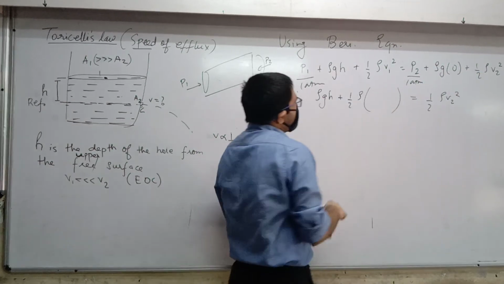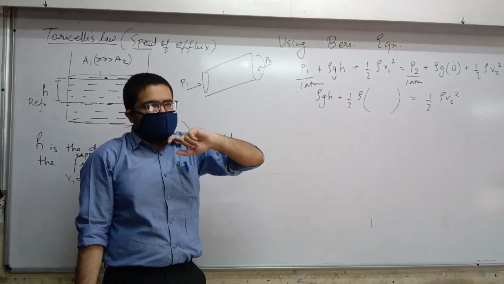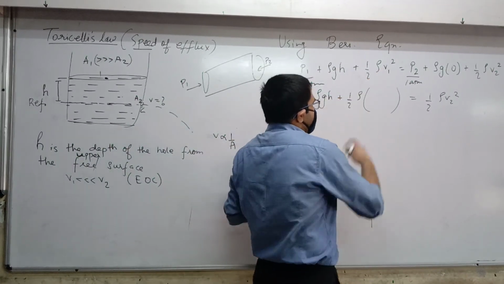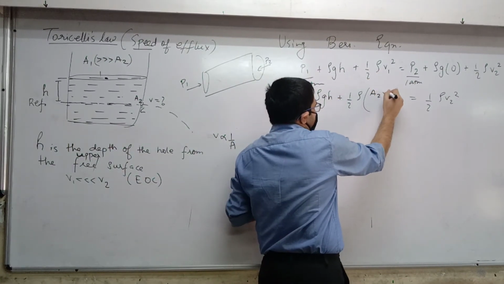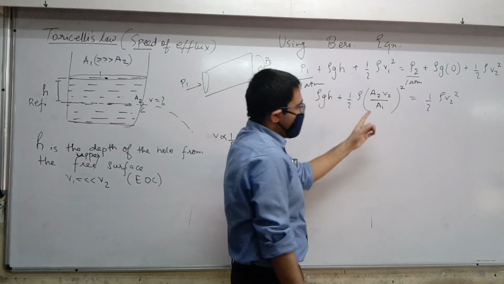What is V1? I'm going to use the equation of continuity. I repeat, I will use the equation of continuity. So instead of V1, I can very well write A2 V2 upon A1. How many of you understood this?